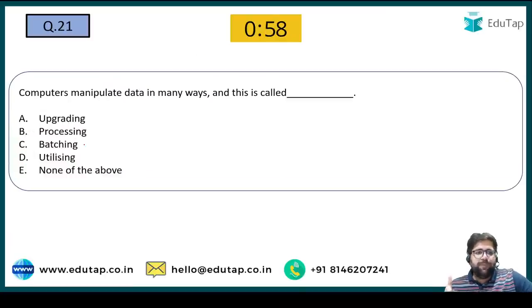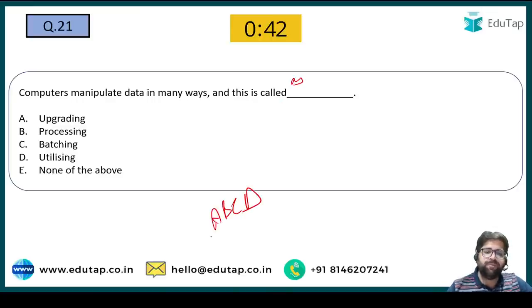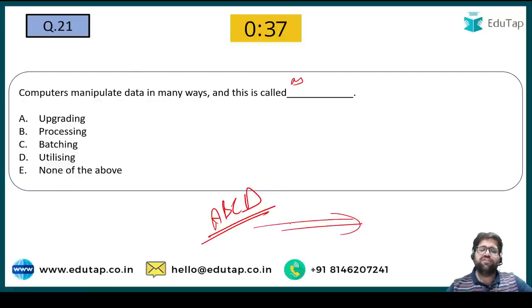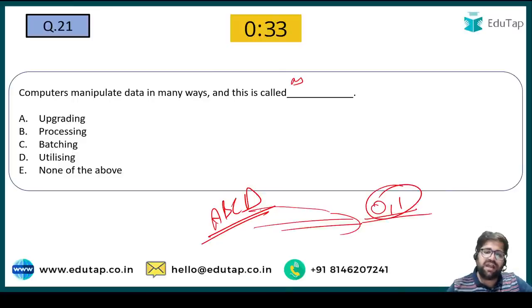Question number 21. Computers manipulate data in many ways. This is called as. You have to understand how the computer manipulates certain data. For example, if you are writing ABCD, the computer does not understand ABCD. There is a conversion which we will discuss. The computer only understands the language of 0s and 1s. This manipulation which is happening is known as upgrading, processing, batching or utilizing. Yes, it is known as processing, my friend.